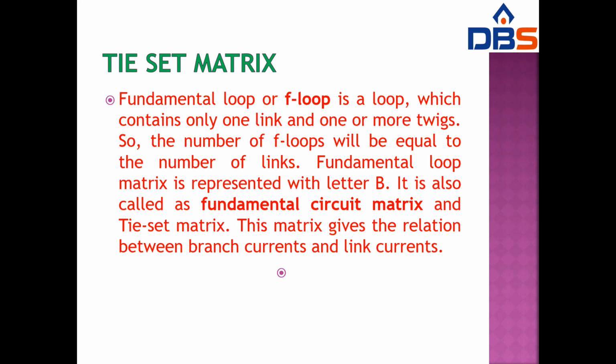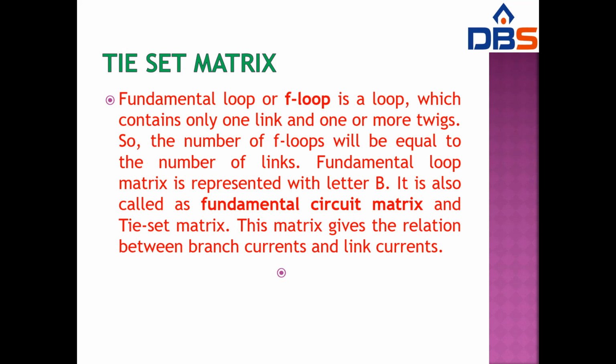So the fundamental loop contains only one link. The number of loops is b minus n plus 1. So the tie-set matrix is of the order of (b minus n plus 1) into b. The fundamental loop or tie-set is formed by adding a link to the tree. The F loop is a loop which contains only one link and one or more twigs.